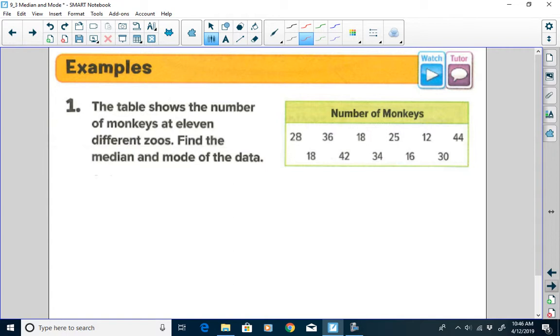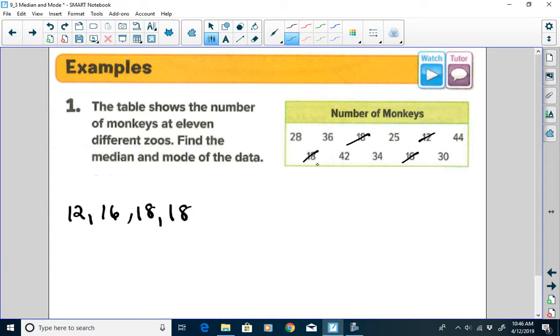Let's try this next one. The table shows the number of monkeys at 11 different zoos. Find the median and the mode for this set of data. We need the median and the mode. Arrange from least to greatest first. Looks like 12 is the lowest value. Then we have 16. And then we have two scores of 18.